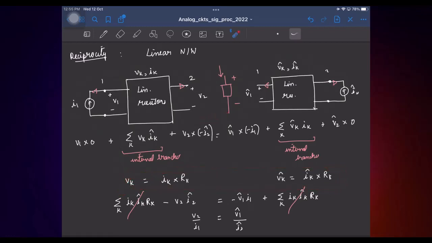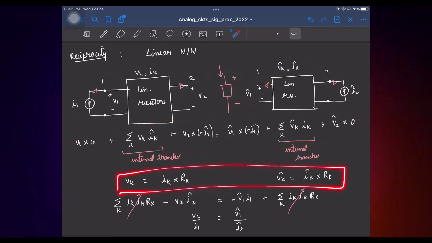Right? Because in case of linear resistors, we have other passive elements like capacitors. Yeah, let's come to that story, right? Start with resistors. Okay, because Tellegen's theorem is valid for any network, but if you want to apply reciprocity, this has to be satisfied.